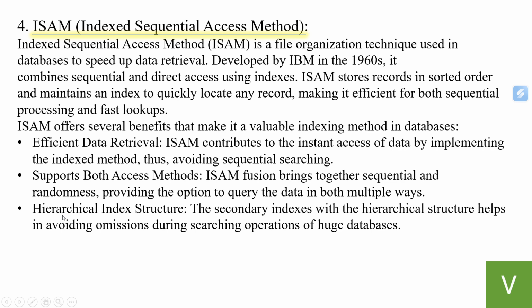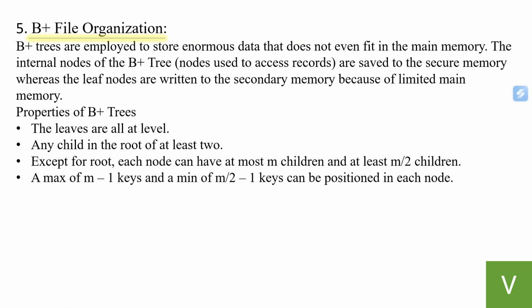And the third benefit is hierarchical index structure. The secondary indexes with the hierarchical structure help in avoiding omissions during searching operations of huge databases. So this is about indexed sequential access method.